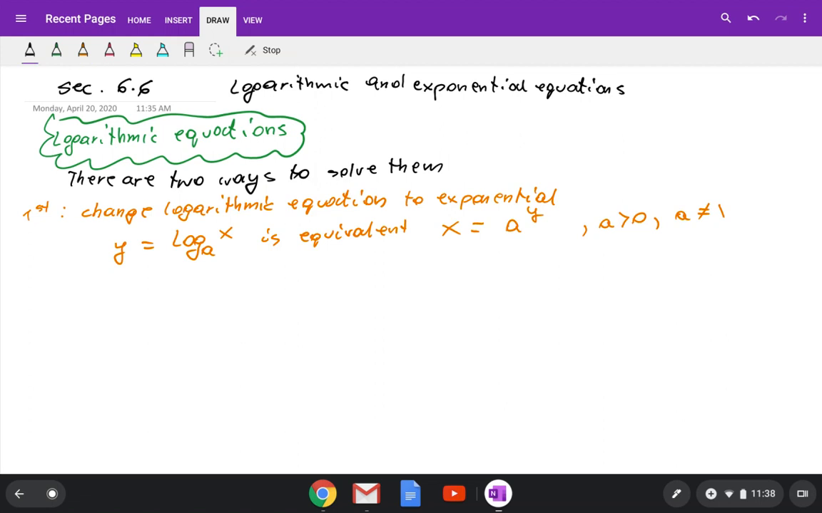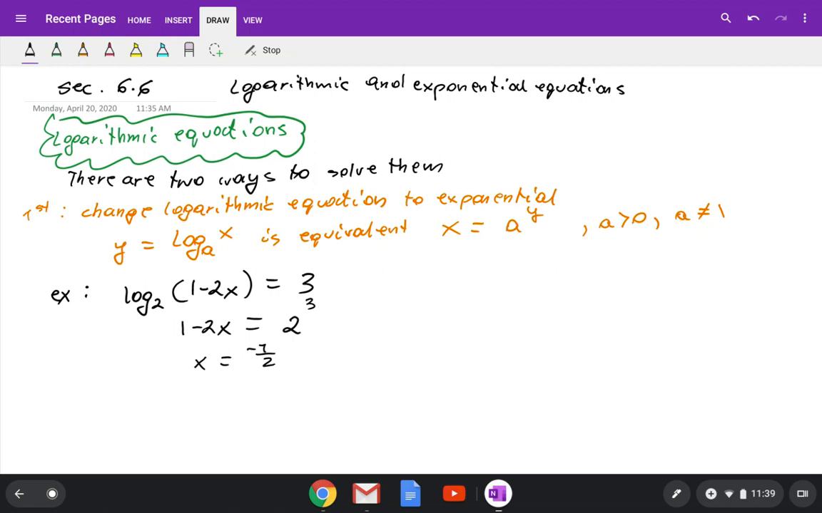So let me give you one example. Logarithm of base 2 of 1 minus 2x equals 3. So what we're going to do, we're going to change that to exponential. That means that 1 minus 2x is the same as 2 to the third power. And you will solve for x, and you will end up with x equal negative 7 over 2.